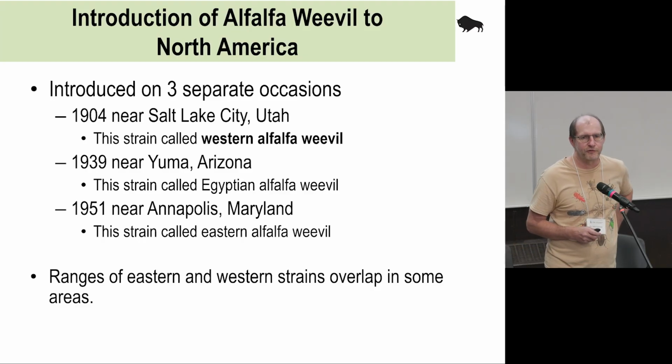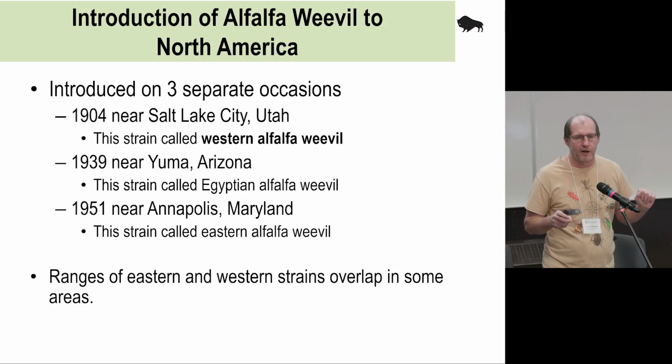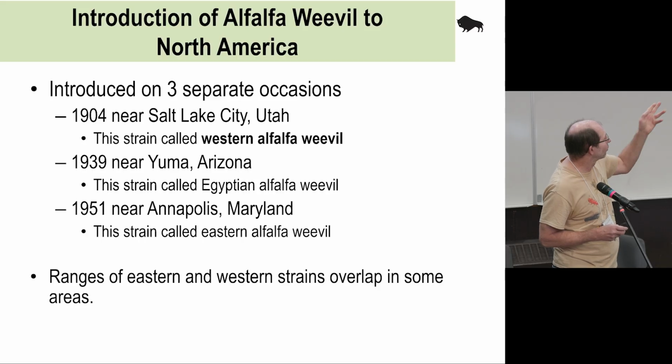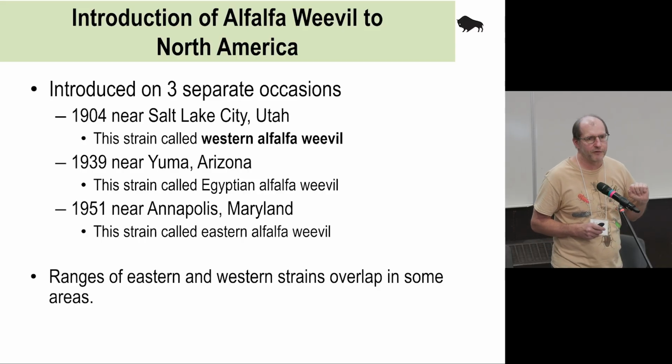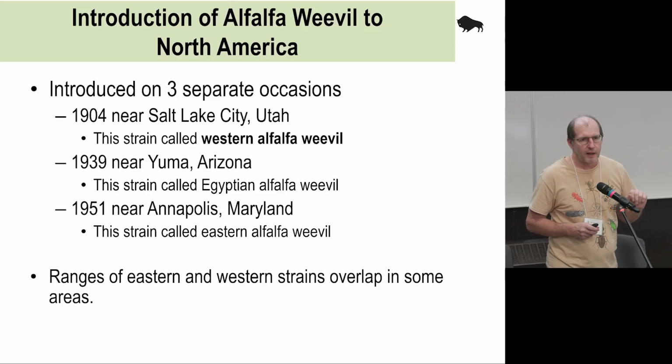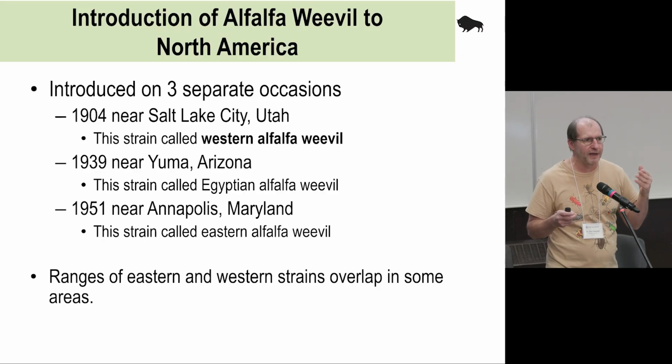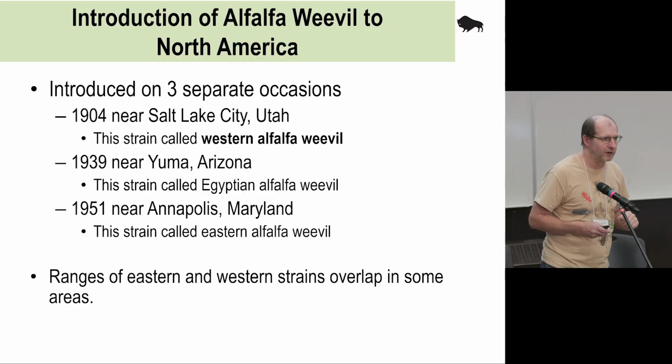Alfalfa weevil was introduced into North America on 3 separate occasions. One of the populations, the earliest introduction, was near Salt Lake City, Utah in 1904. So with the 3 different introductions, the weevils that generated from them are slightly different in some of their biology, their behaviors, so we've given them different strain names. The ones that originated from Utah are called the Western strain, and that's what we have here in Manitoba. Pretty much all the prairies is all Western strain. And again, I'll show you a difference in just a minute here.